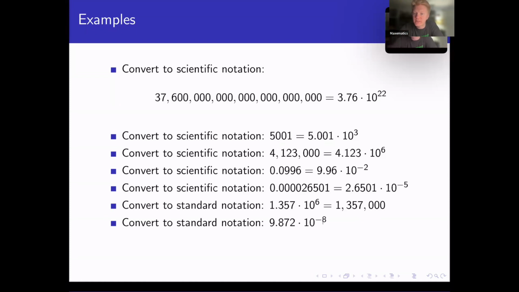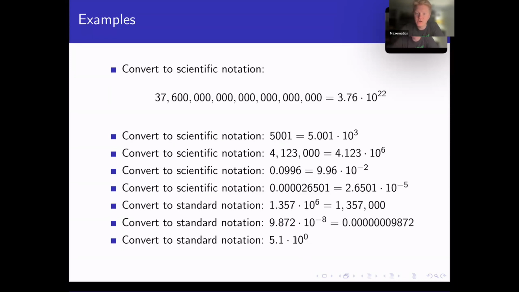9.872 times 10 to the negative 8. Well, negative, left. Let's move the decimal place over to the left. Well, we move it over 1, and we don't have anywhere else to go. So we need to move over 7 more decimal places. Well, instead of actually moving 7 more, why don't we just tack on 7 zeros? 1, 2, 3, 4, 5, 6, 7.